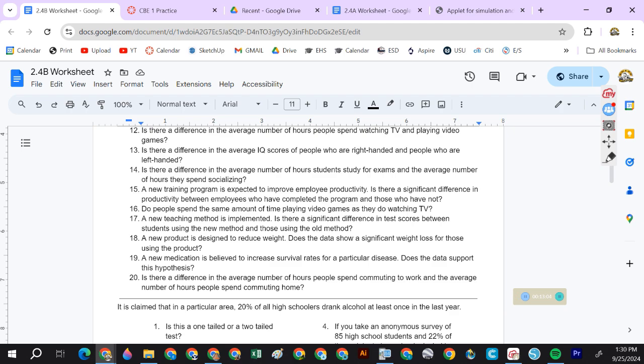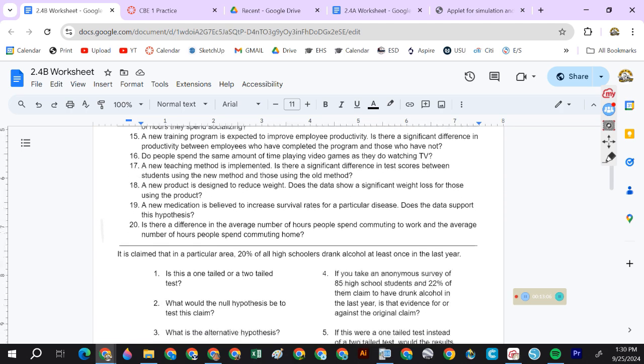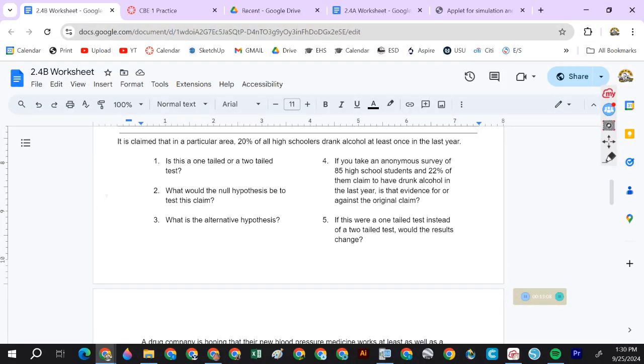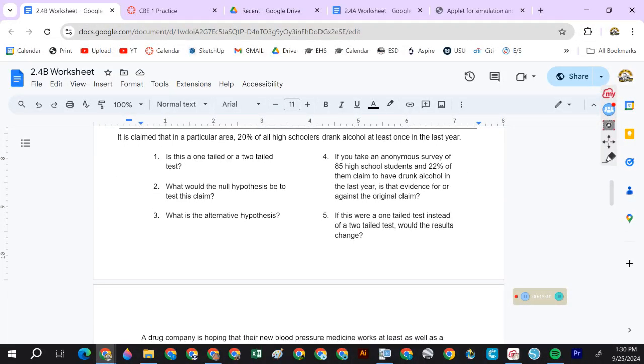Good job. Okay, so let's do a two-tailed test. Nearly everything is the same with a two-tailed test. The only difference is you are now shading both sides instead of just one. So your 5% is split between the right side and the left side.